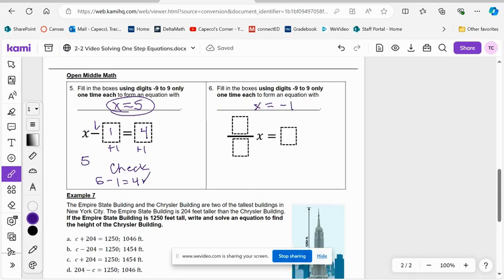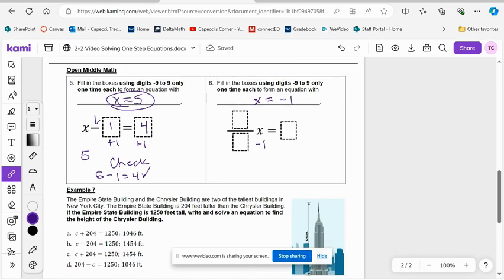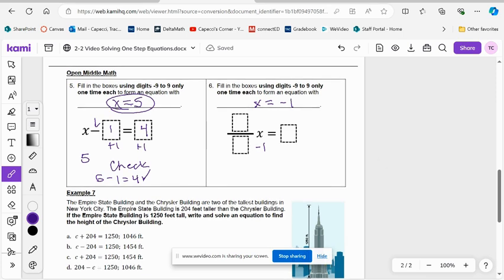It says fill in the boxes again using digits -9 to 9 only once. So this time, to form my equation with the value of x equal to -1, I need to come up with something on either side of this equation to make that work. Now again, sometimes it's just hard to get started. I'm going to try to stay away from fractions at first, and I'm just going to make this over here a 7.